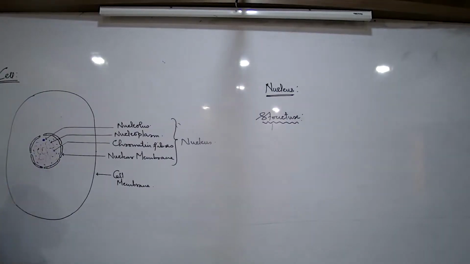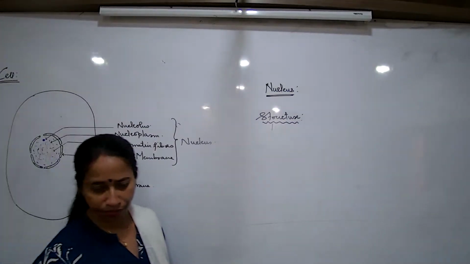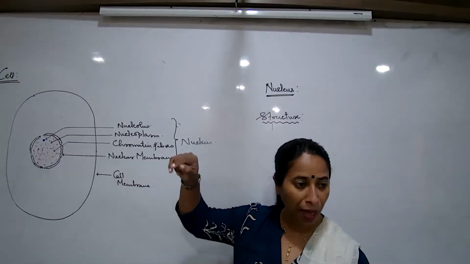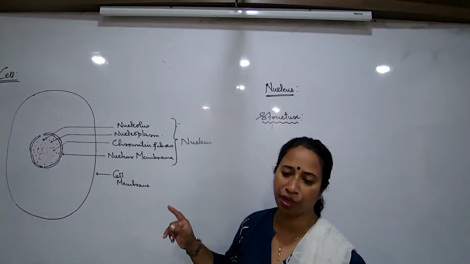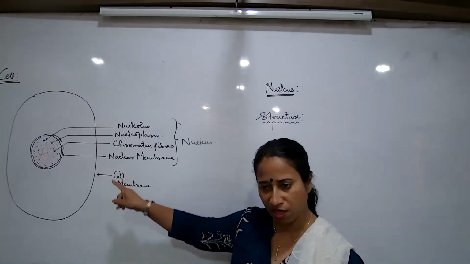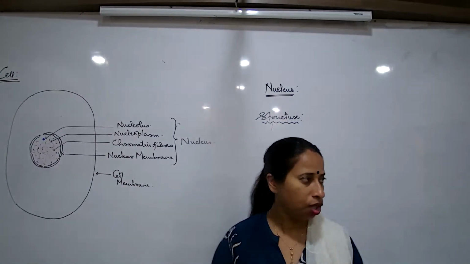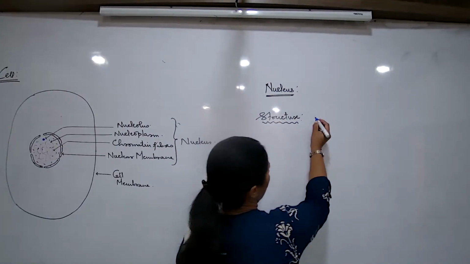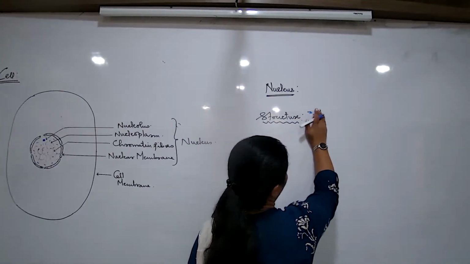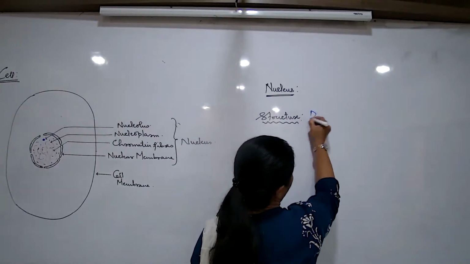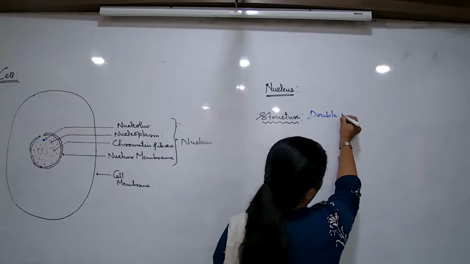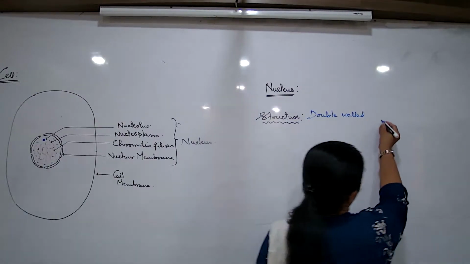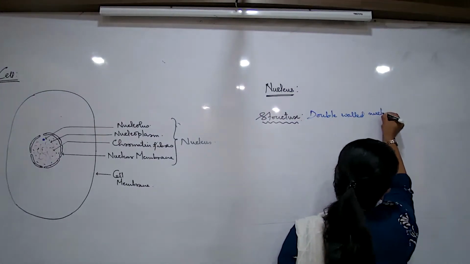But the nuclear membrane is porous, meaning if you see the nuclear membrane, it is not a continuous structure. It has gaps in between, and the gaps are actually meant for movement of substances inside and outside the nucleus. So when we are looking into the structure of the nucleus, what are some of the features? The features are: it has a double-walled nuclear membrane. You will write down all these points that I am giving you. Double-walled nuclear membrane.